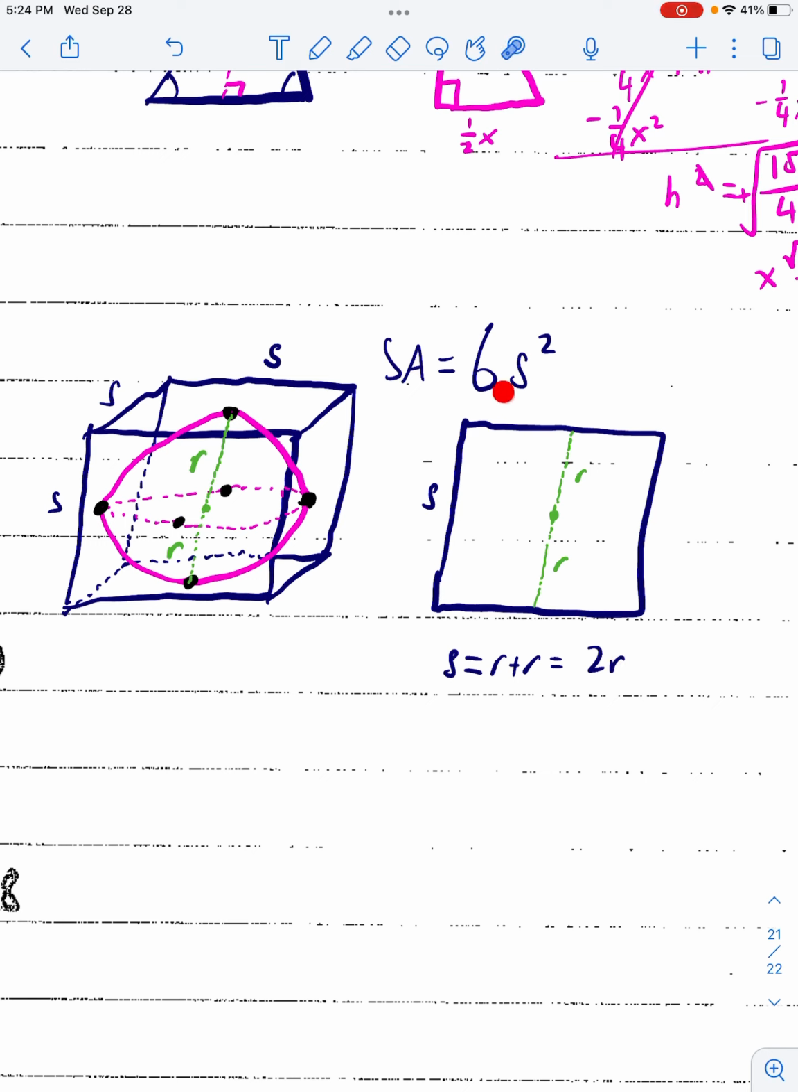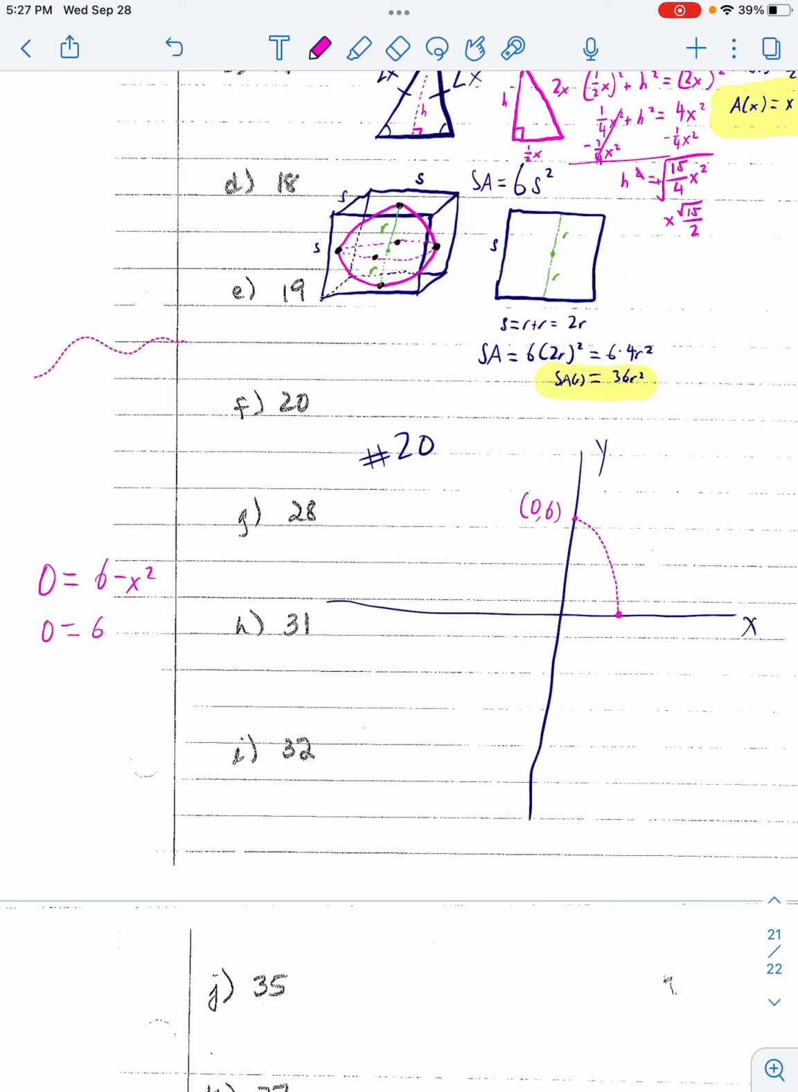Y-intercept is 0, 6. X-intercept, right, that's going to be equal to one of the zeros of my parabola. Okay, so we have y. So let's say 0 equals 6 minus x squared, or 0 equals root 6 plus x times root 6 minus x.